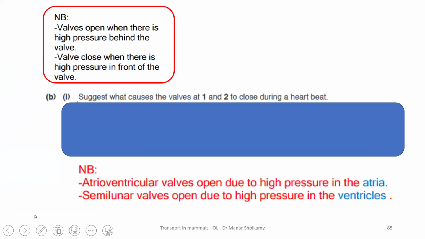This is a question that I saw important, that's why I have it here. Suggest what will cause valves at 1 and 2 to close during a heartbeat. Now, in general, what will allow a valve to close or open? Pressure of the blood, yes, the pressure, but here you have to indicate the location of the pressure. I stressed on this part: pressure from behind.